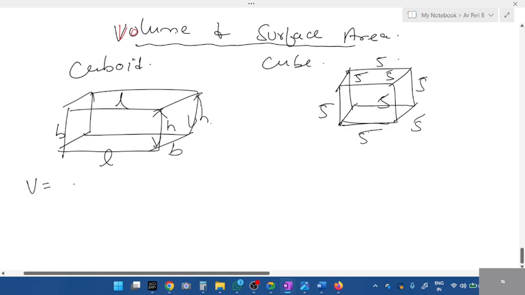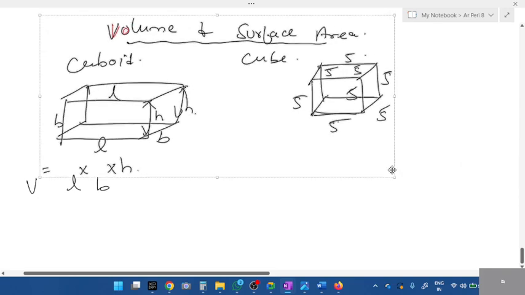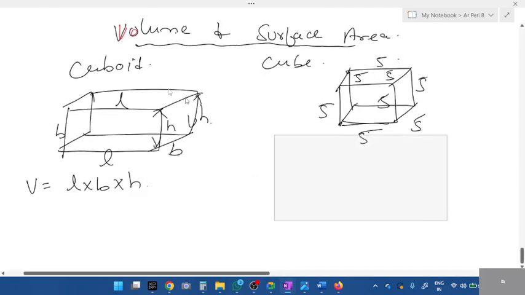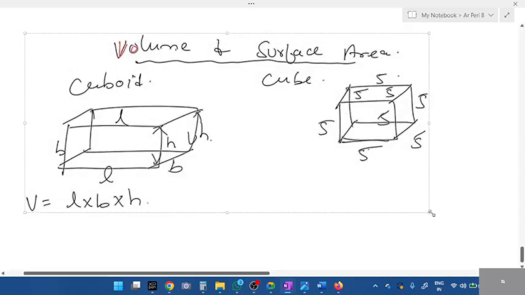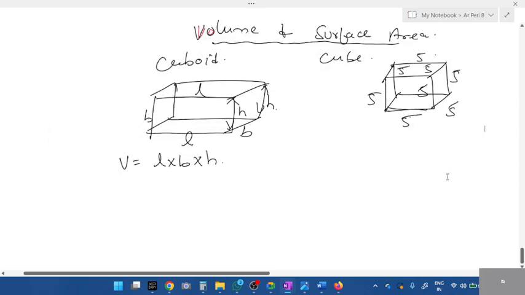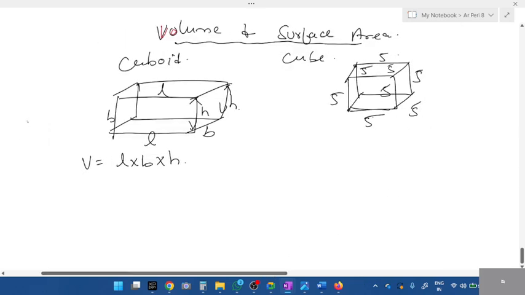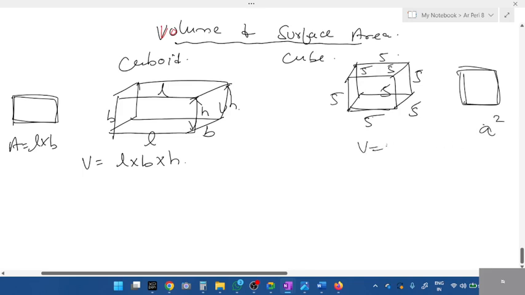First is volume. Volume of a cuboid is length into breadth into height. For rectangle, it was length into breadth. If you compare and study, you'll remember. See, compare volume with the rectangle, students. Cuboid with rectangle, the area was length into breadth. For this, length into breadth into height. Cube is similar to square. For square, it is a square, and your volume, it is a cube.